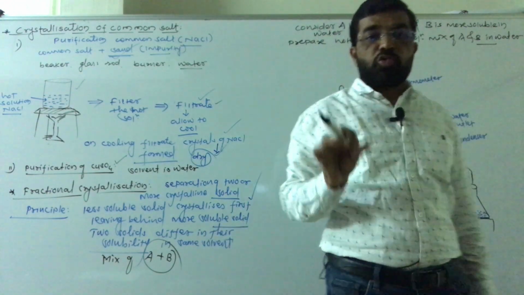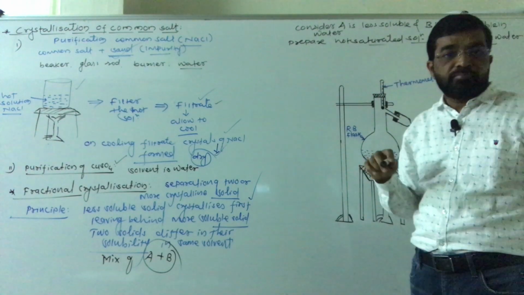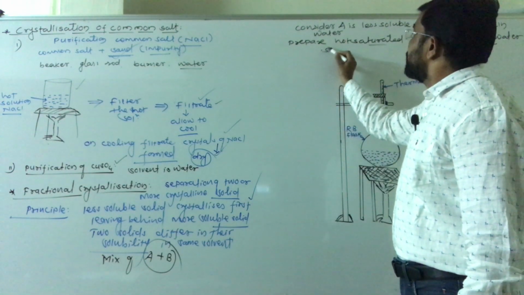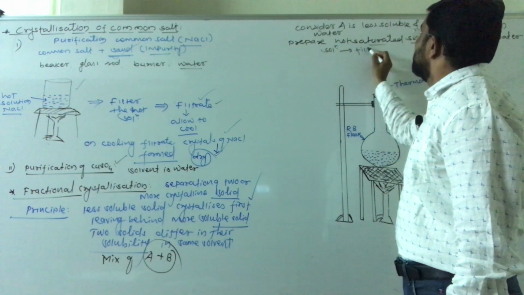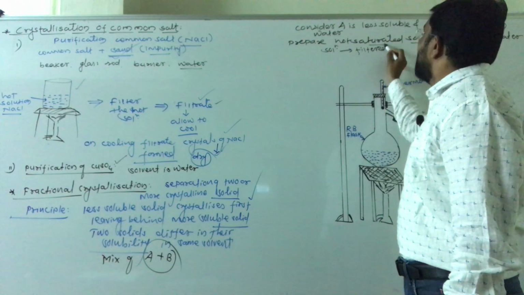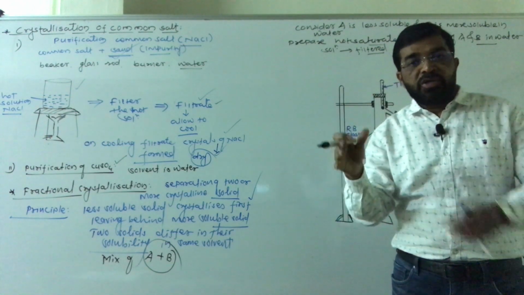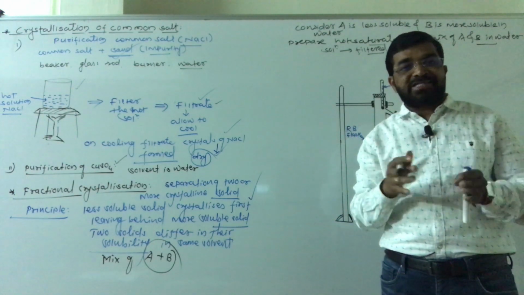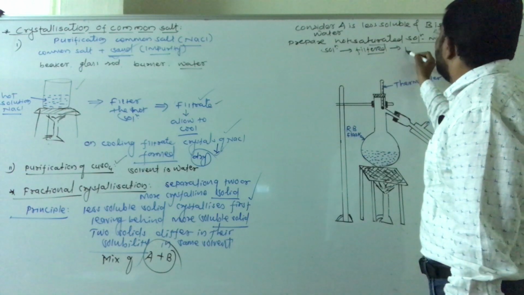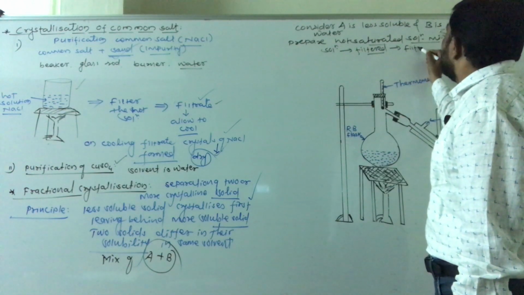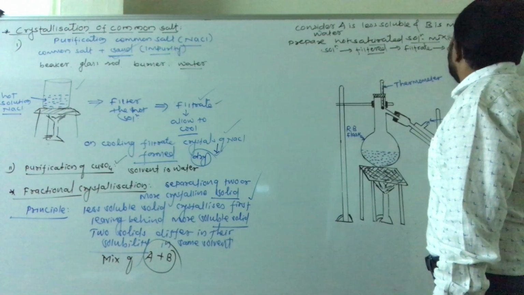Hot saturated solution of mixture of A and B is prepared in water. Then that hot saturated solution is filtered. Why do we filter? To remove the insoluble impurities. To remove insoluble impurities, hot saturated solution is filtered. Now what is obtained? Filtrate is obtained. Now this filtrate is allowed to cool.